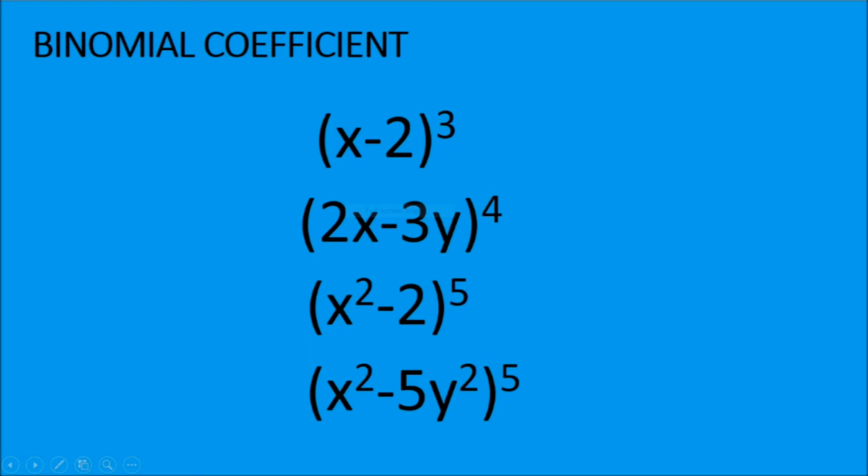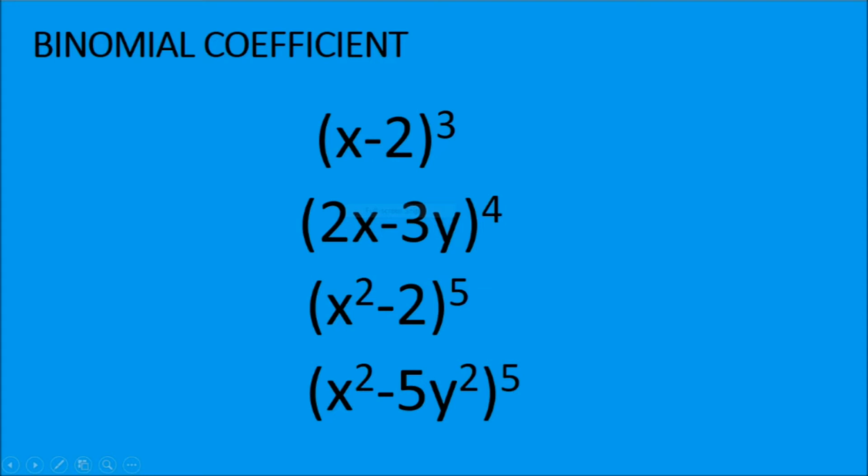These are examples of binomial coefficient. Parenthesis x minus 2, close parenthesis raised to 3; parenthesis 2x minus 3y, close parenthesis raised to 4; parenthesis x squared minus 2, close parenthesis raised to 5; parenthesis x squared minus 5y squared, close parenthesis raised to 5. These are some of the examples. We have a lot. Why are they called binomial coefficients?